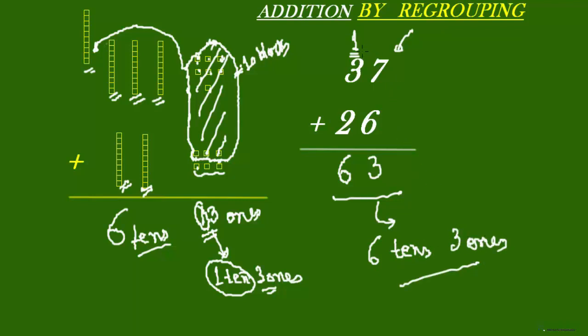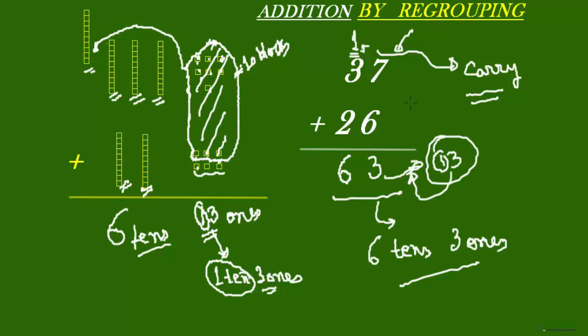This is basically the concept of carrying. This 1 is also called a carry. So 7 plus 6 is 13. Because we cannot write 13 as a whole in the units place, we have to carry forward this 1 to the tens place and add that carried digit with the digits in the tens place. So the answer over here is 37 plus 26 is 63, which is equal to 6 tens and 3 ones, which we have verified pictorially over here also.